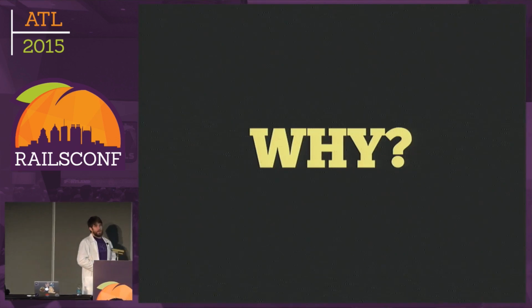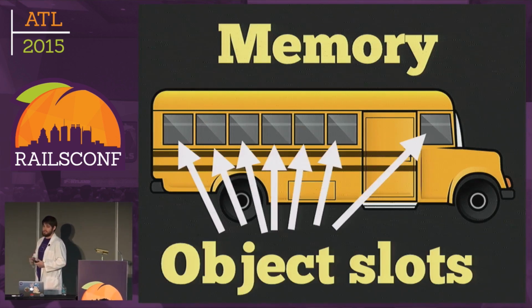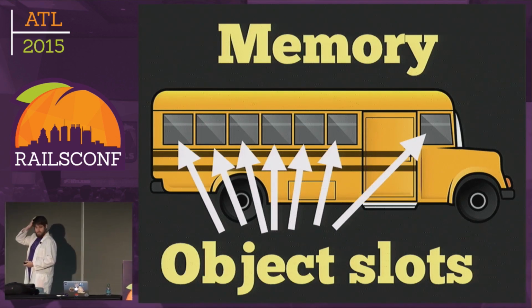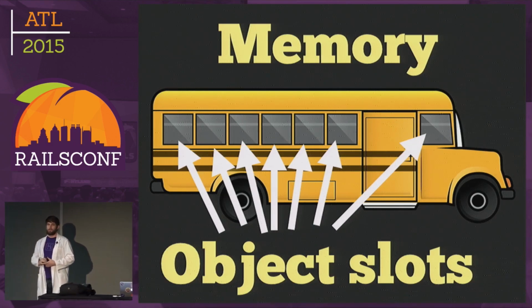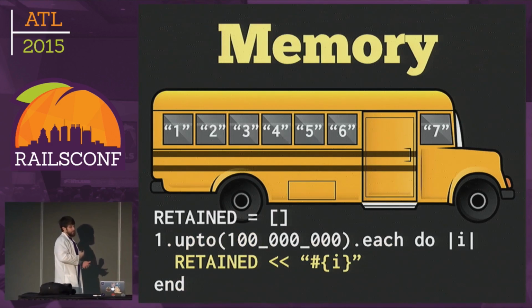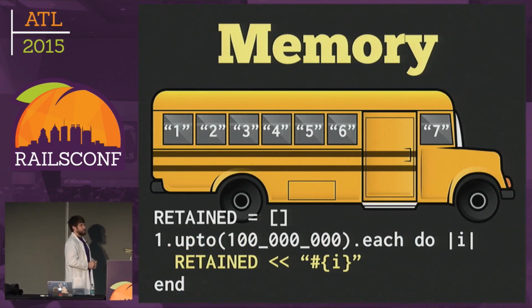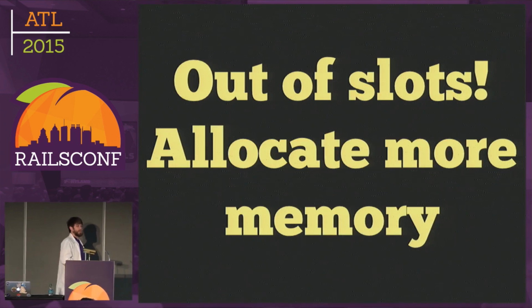So Ruby allocates chunks of memory, and then in those chunks of memory, it has slots where it can put objects. So as we are going through and we're looping, it is going to put 1, 2, 3, 4, 5, 6, 7 into different slots. It needs one slot for each of those. Whenever we're out of slots, we need to allocate more slots.